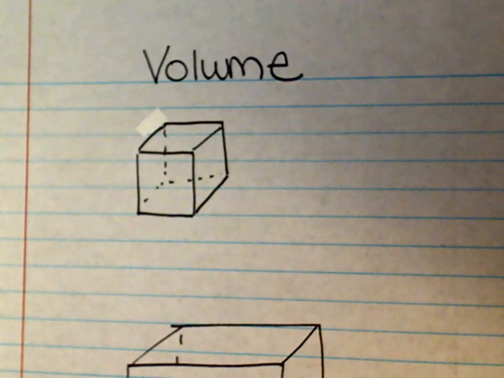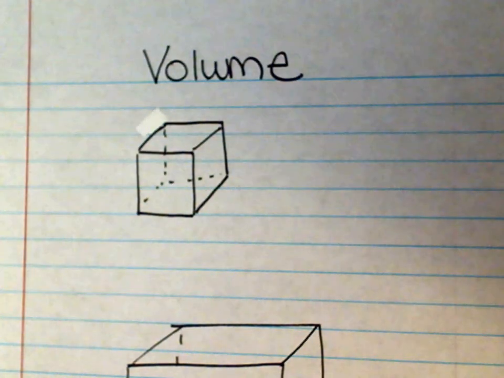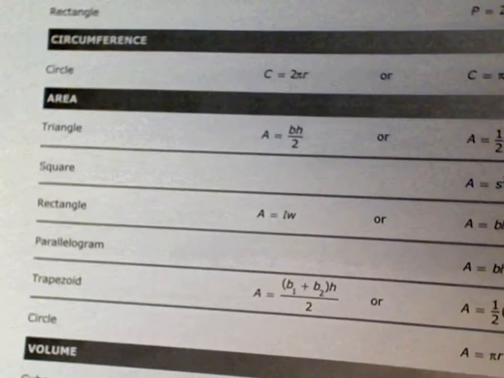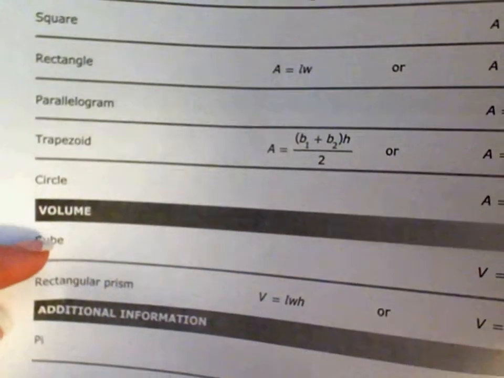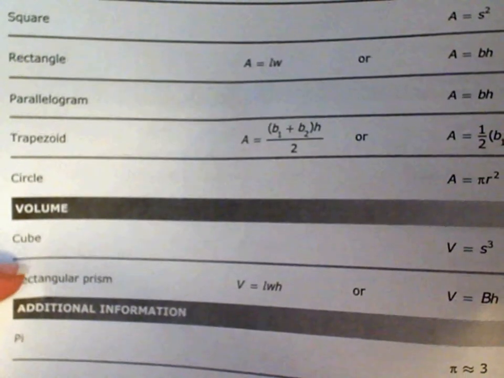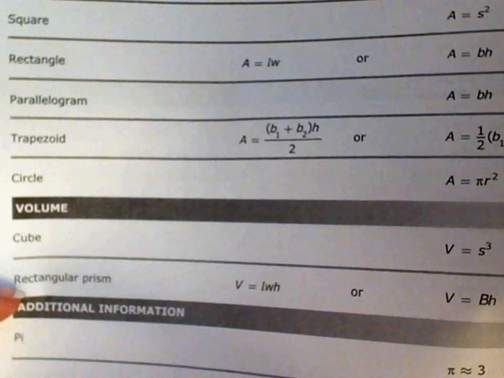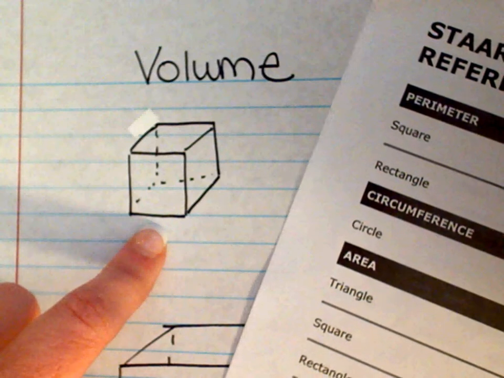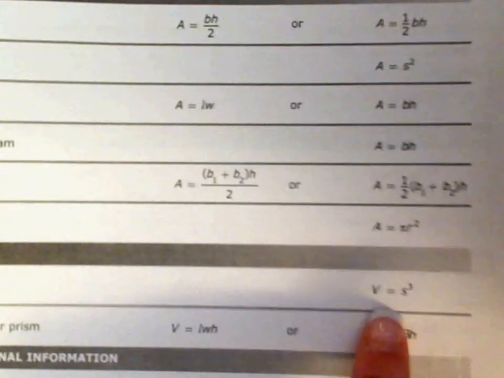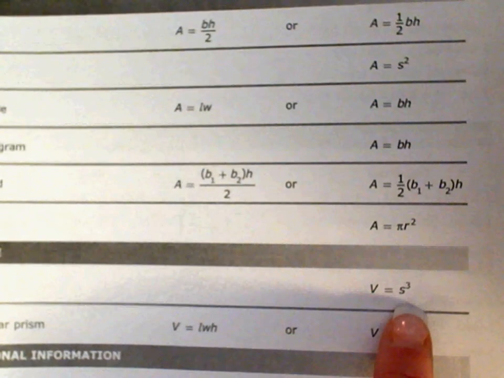Again, we have a formula for volume. We get out our star reference chart and we look at volume. We've been in area. Now we're looking under the heading of volume. We have two different options. We have a cube and a rectangular prism. Well, this picture that we first looked at is a cube. All the sides are the same. The formula for cube, volume equals sides cubed.